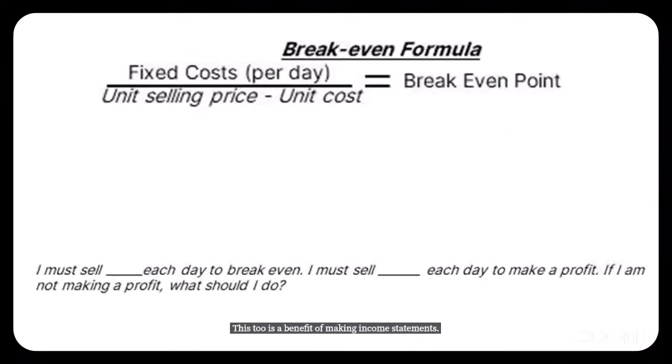So the formula is simple, just like we talked about. We have our expenses, our fixed costs per day. Maybe you want to do it per week, or depending on your business, per month. Then we divide that by our unit selling price, what we're selling it for, minus our unit cost. That equals our break-even point. So you have to think about it: I must sell blank each day to break even. I must sell blank each day to make a profit. You need to decide what profit you want to make each day so you know exactly what you need to do. If I'm not making a profit, what should I do?